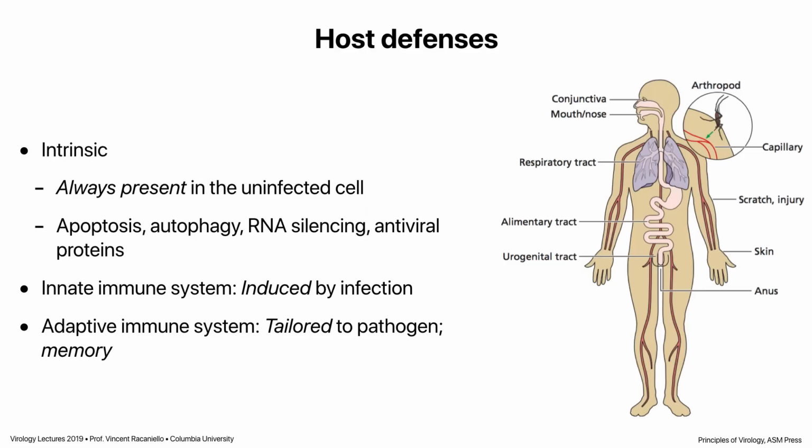And then today we were going to talk about the adaptive system. And the name tells you what it's about. It's tailored to the pathogen. So it is specific for a given virus or bacterium, whatever you're infected with. And it has memory. And of course, that means that the next time you are infected with the same virus, this immune system will remember and respond quickly and with great vigor to prevent infection. So we'll talk about that today.